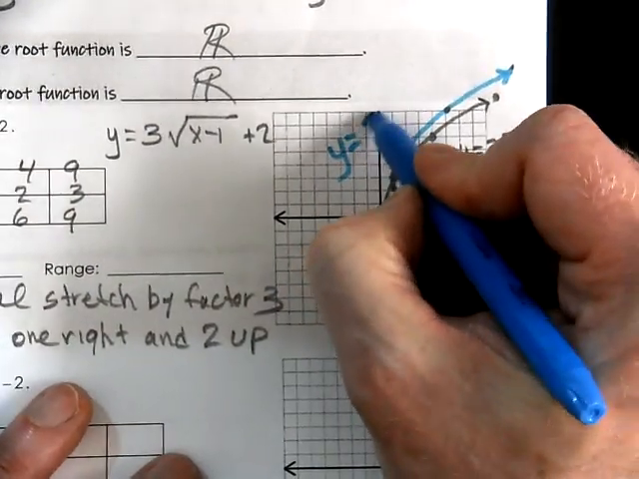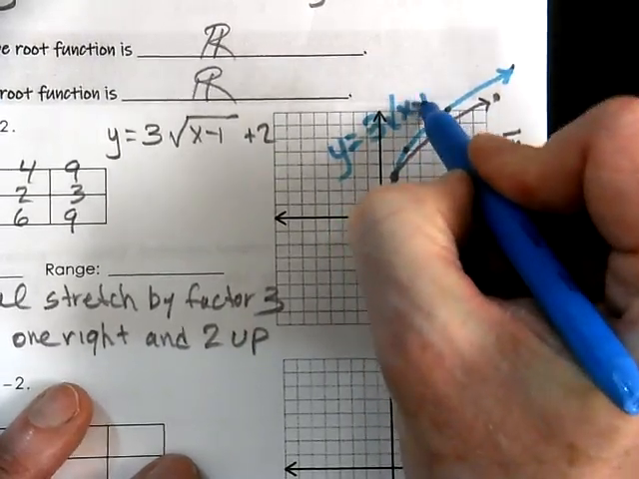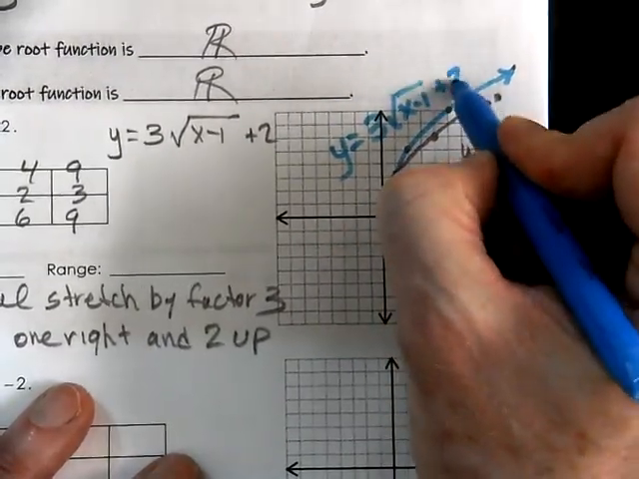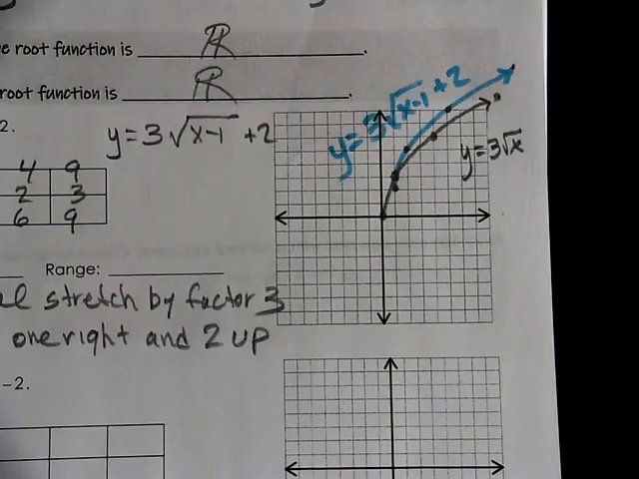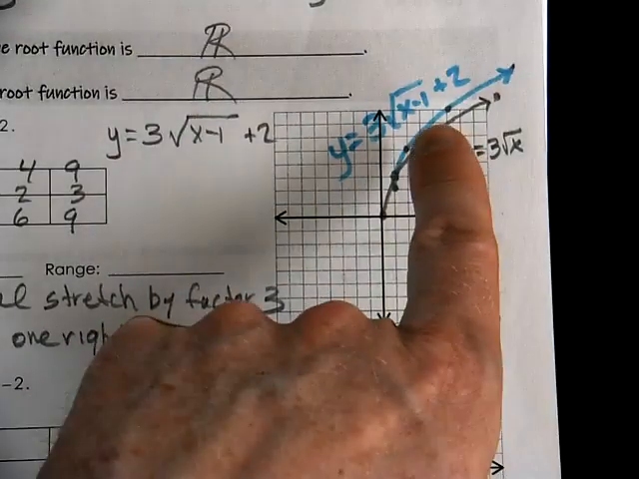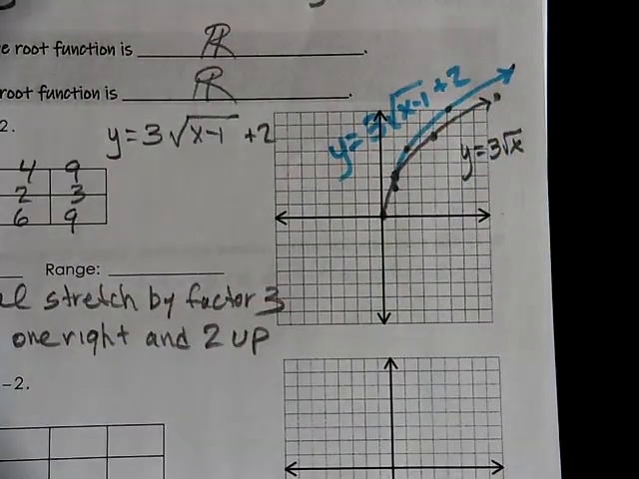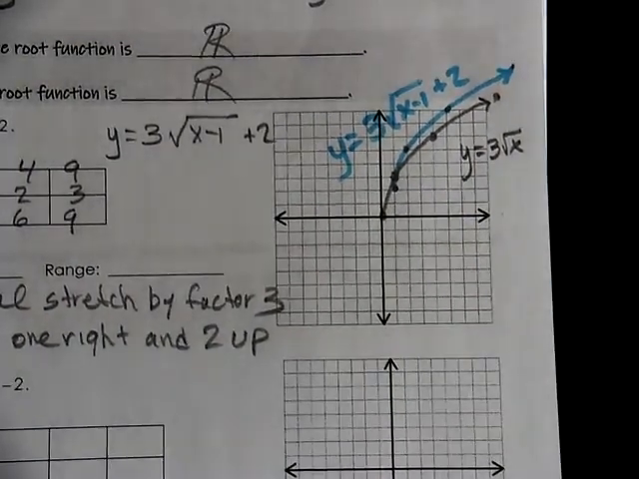So we have y equals 3 square root of x minus 1, plus 2. Be clear on how you write your equation. What's inside the radical? What's outside the radical?